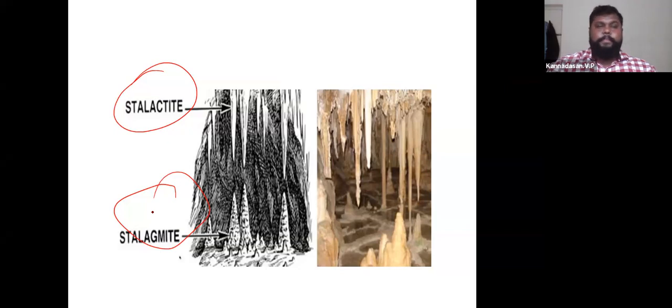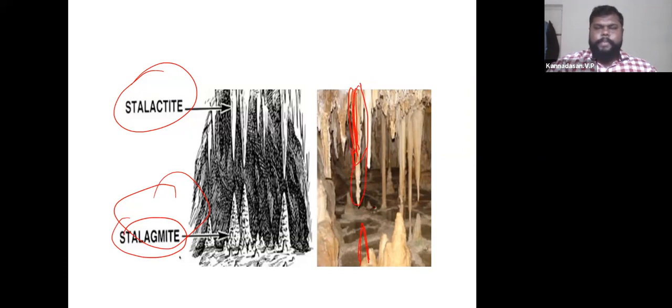Wherever dripping water is there, you can see these features. And especially if the stone is soft, you can wonderfully see these features there. Water drips continuously. This dripping water gets accumulated in the down region, thereby creating a feature called stalagmite. The dripping water on the top region creates another feature called stalactite.